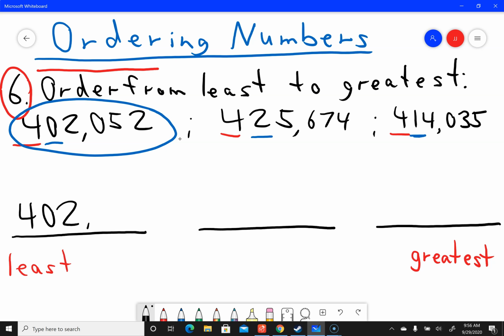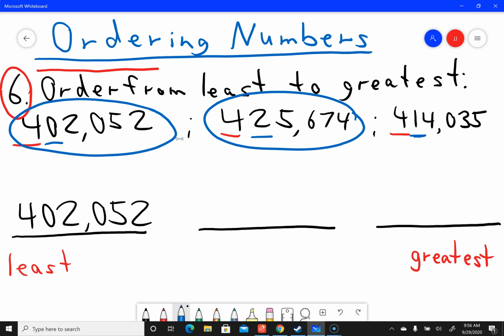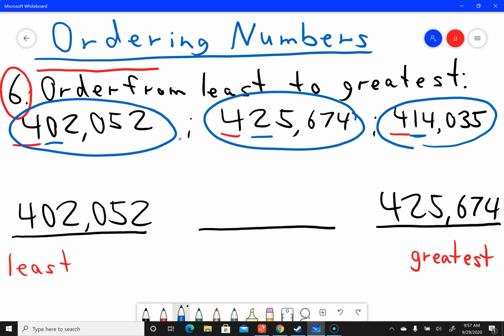402,000. Say it with me. 402,052. Okay. Of the 1 and 2, the 2 is largest. It's greatest. So this number is going to go right over here, and it will be the greatest number. 425,674. Okay, and then the number in the middle will be the one with the 1 in the 10,000s place. I'll put that one in the middle.